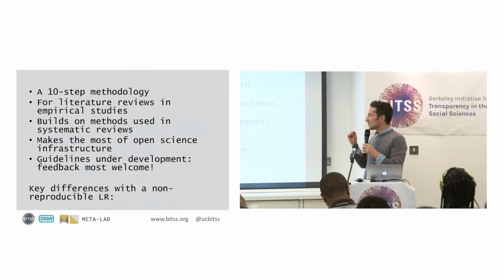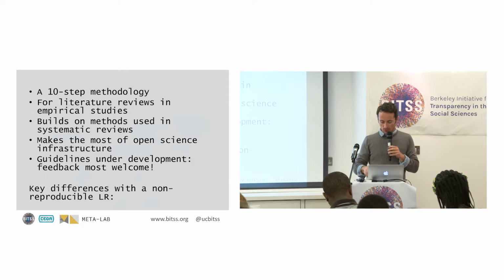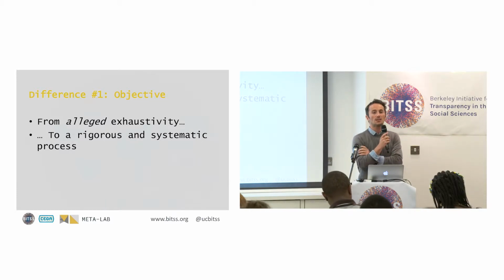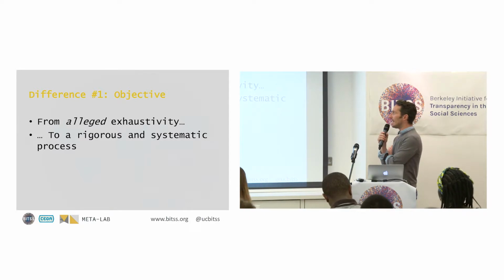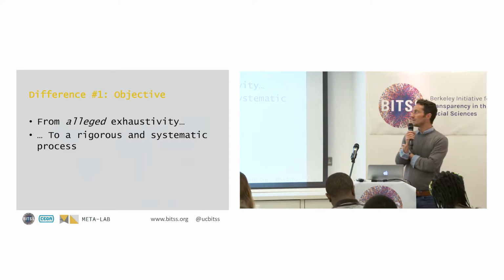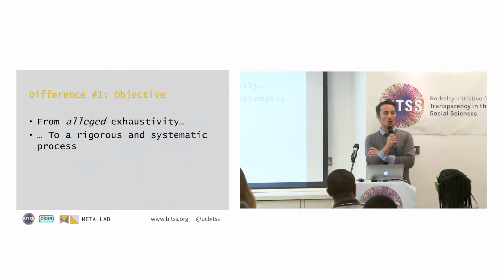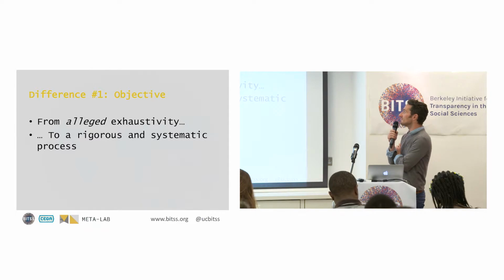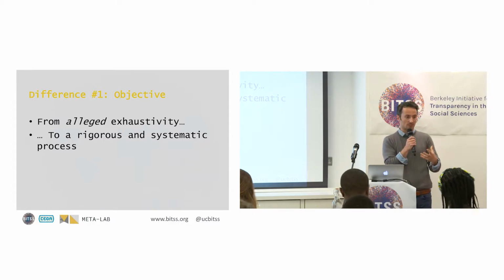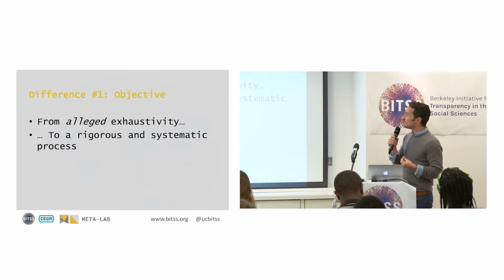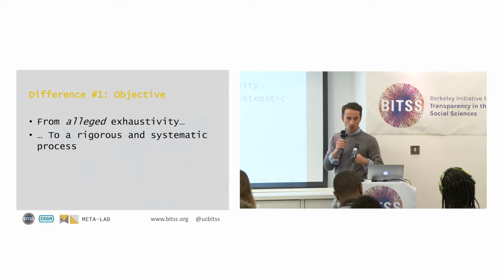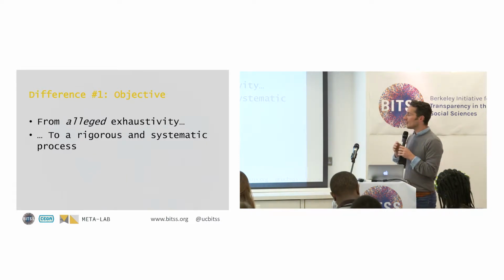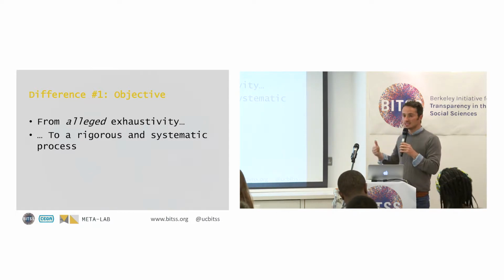And I think that the key differences between a reproducible literature review and a non-reproducible literature review are the following. The first is in the objective of the literature review. So in a non-reproducible literature review, you aim for exhaustivity. Or it's an allegation, I would say, because you can't really prove it because you don't share the methodology, right? So you can only pretend that your literature review is exhaustive, and it's an objective in itself. So you want your literature review to be exhaustive. In a reproducible literature review, the focus is more on the process, right? So you just want to show that your literature review was conducted in a rigorous, systematic, and reproducible way.